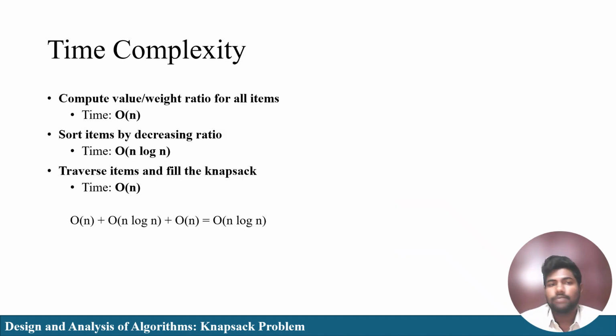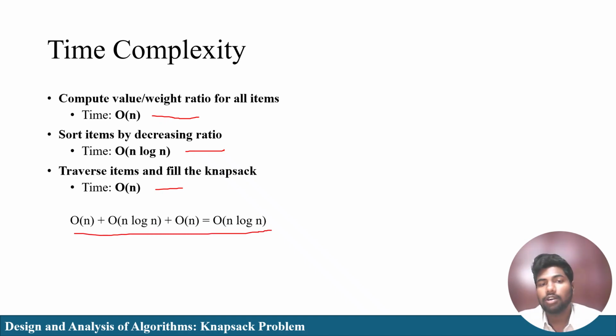The complexity of the knapsack problem. Initially, you have to compute the value to weight ratio, or profit to weight ratio, for each and every item. So it takes big O of n time complexity. To sort the elements in descending order of the ratio, if we use quick sort or merge sort, it takes big O of n log n. To traverse the items and fill the knapsack, it takes big O of n. So, when we combine all the time complexities and remove the constants, we get big O of n log n as the time complexity of the knapsack.